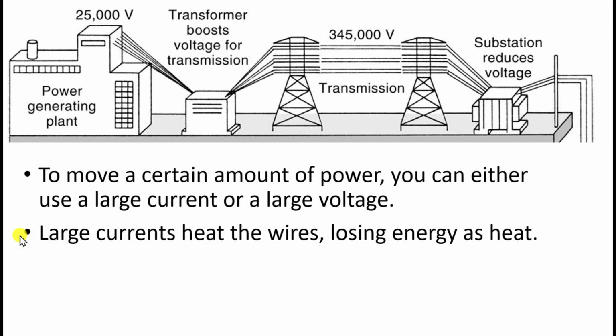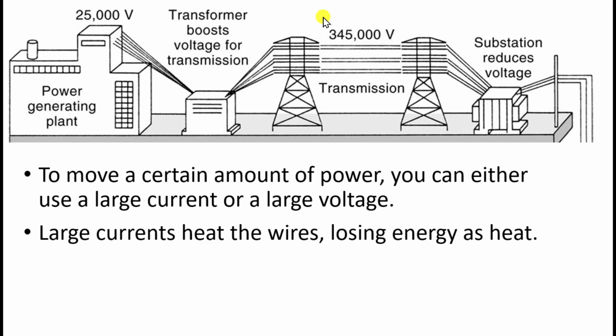So what we can do is use transformers, and transformers convert between those two. The power company might be making their electricity at 25,000 volts, and it would have some current. But it uses a transformer to boost the voltage, and that's also called a step-up transformer. It's stepping up the voltage, so it changes the voltage to be much, much larger. The benefit of that is that it reduces the current, and that also makes it much more efficient.